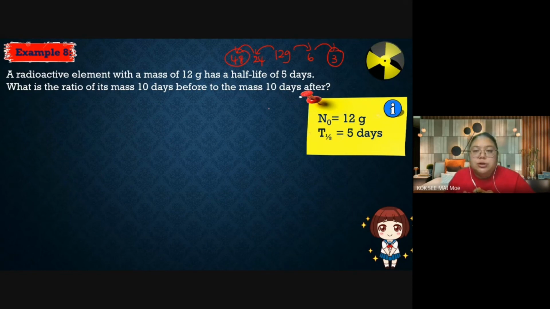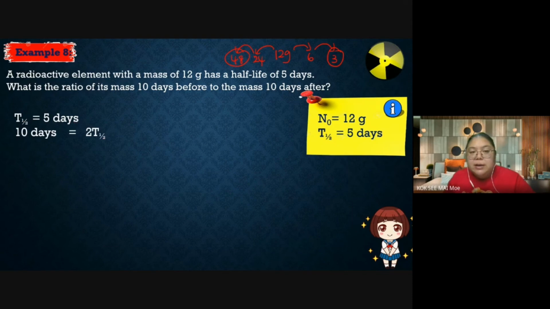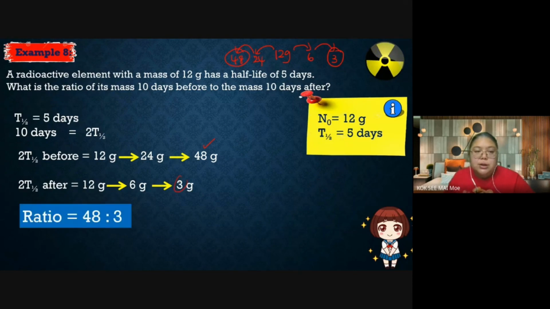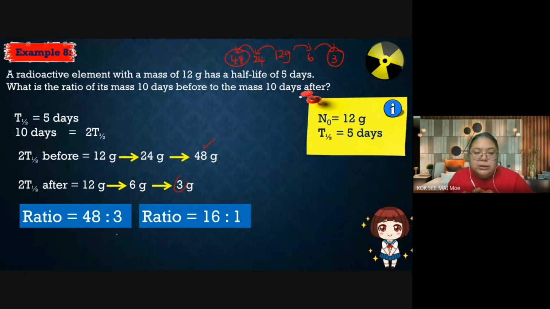So from here we just show half-life is 5 days. 10 days means 2 half-lives. So I need to show 2 half-lives before, that's 48. 2 half-lives after, 3. So how to put the ratio? The ratio is 48 to 3. So I make it become the smallest number, so it's 16 ratio 1. So this is the answer. The question just asked about the ratio.